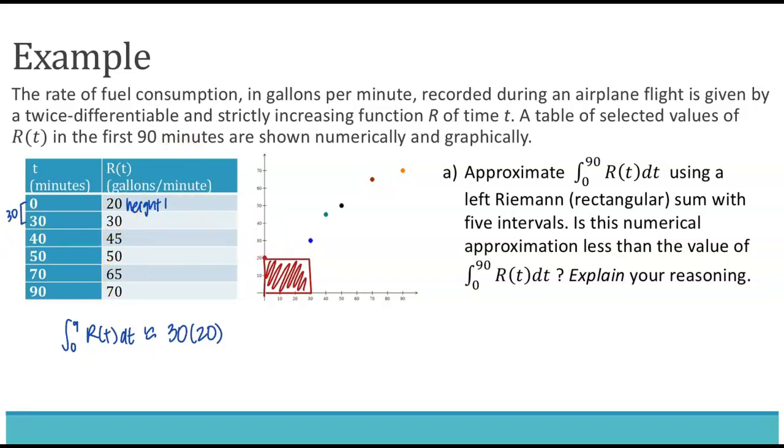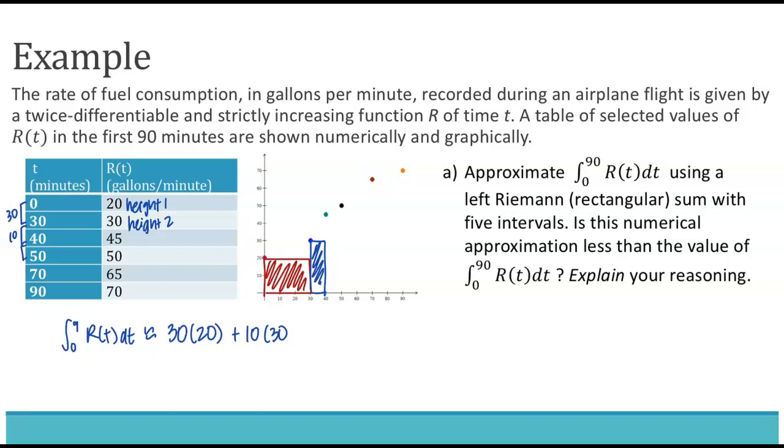The next rectangle is going to have a base of 10, the difference between 30 and 40. And then the left height is going to occur at 30, and the output there is 30. So this is going to be my second height. And so my second rectangle will be plus 10 times 30. Graphically, we have just found this second one here, which has a base of 10 and a height of 30 using that left point. And so on. We're going to keep going with this.